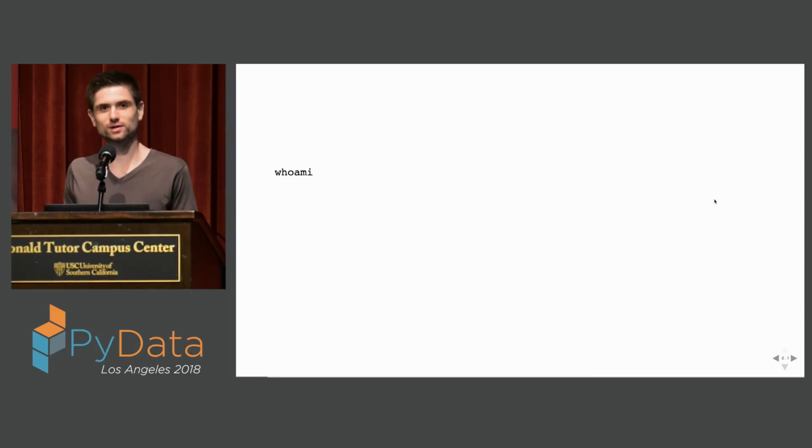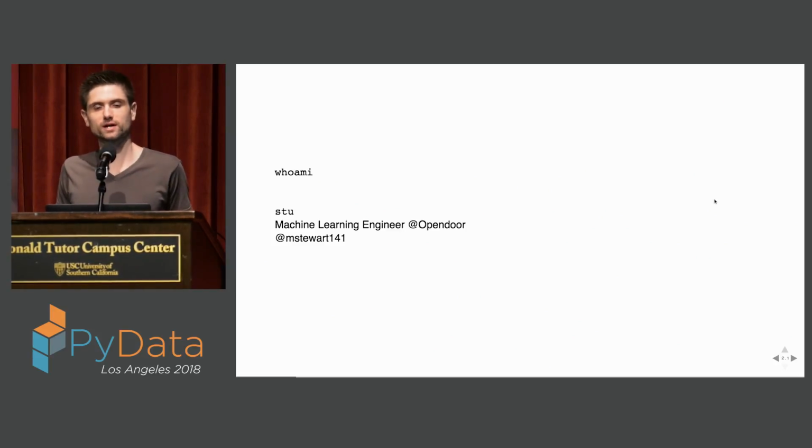So who am I? My name is Stu, alias Michael Stewart. I'm a machine learning engineer at Opendoor in San Francisco. Opendoor is a fintech startup. We buy and sell homes online, and our mission is just to make the home buying and selling process radically simpler for Americans everywhere. We have offices here in LA, as well as in San Francisco and Atlanta. So if you're interested in learning more, definitely come and talk to me afterwards.